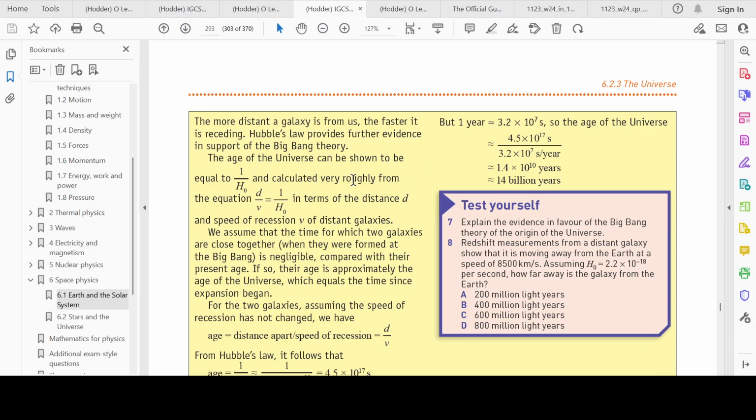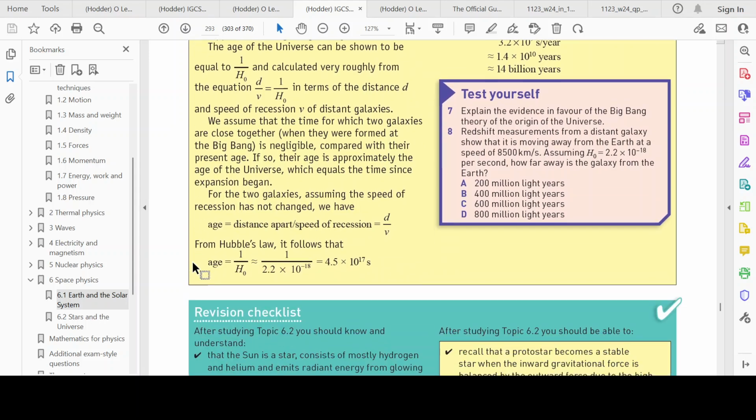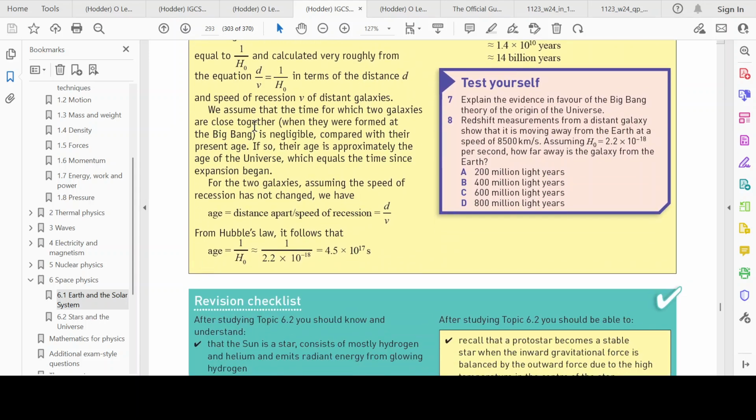So it can be calculated very roughly from this equation, in terms of the distance and speed of recession of distant galaxies. We assume that the time for which two galaxies are close together when they are formed at the Big Bang is negligible, right? So when the Big Bang happened, they didn't stick around, they immediately started moving away, and very quickly. And the further away they're going, the speed is increasing.